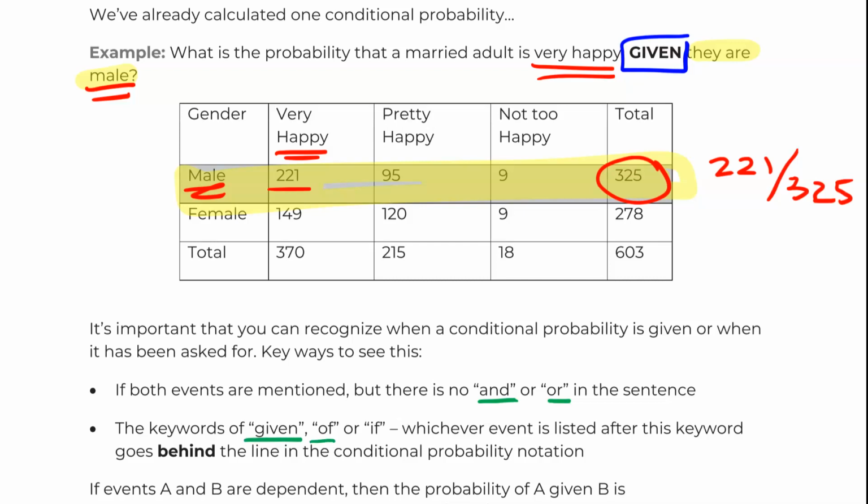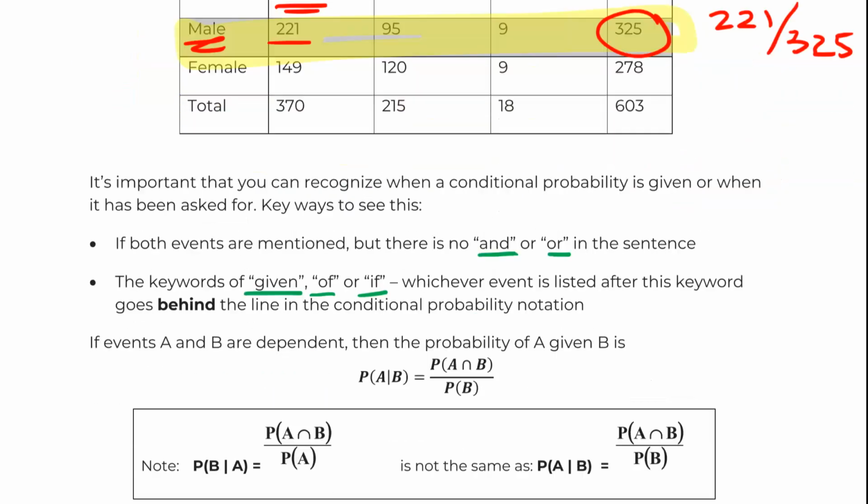So keywords that I use for given are "of" and "if" occasionally. And just keep in mind, whatever is given, of, or if is the thing we know. It's the section we would highlight. So that's what's going to go behind the line.